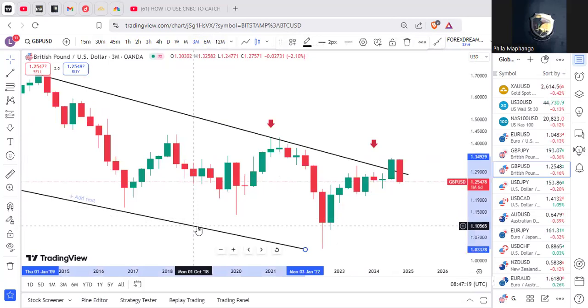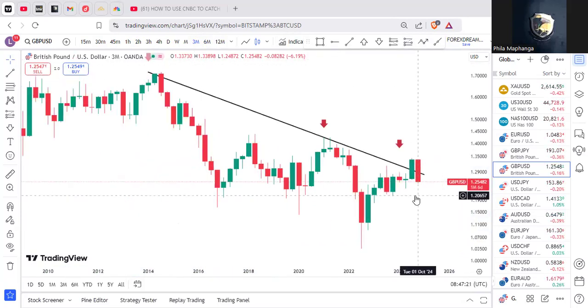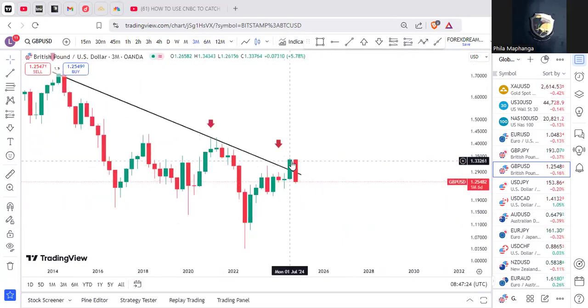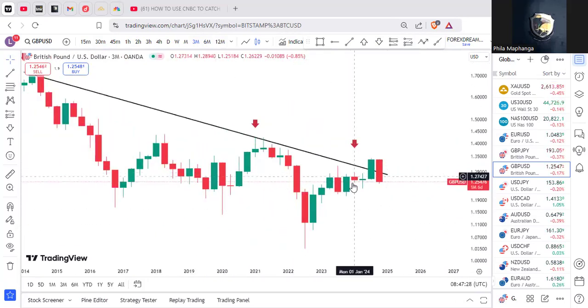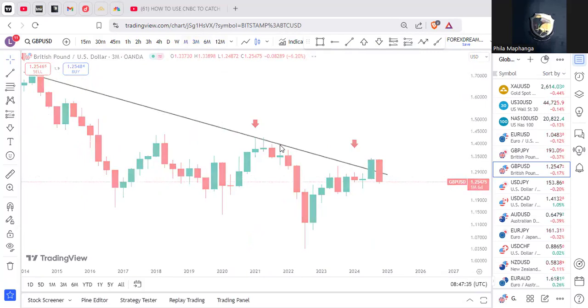What is it you have on 3 months? The market is still pushing down. Here is your continuation pattern. Your continuation pattern is going against the direction of the market. No problem. Let's go to monthly.